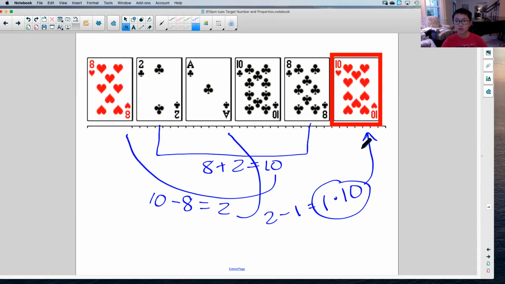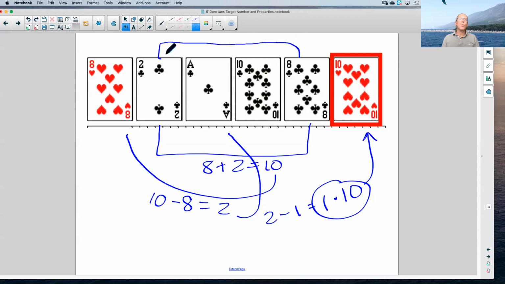Did you use 10 twice? Because like 10 minus 8 is 2, and then use 10 again to multiply. No, because 8 plus 2 is 10. Okay, so Kathy got the 10 from the 8 and the 2. Kathy, that was really, really pretty and elegant.